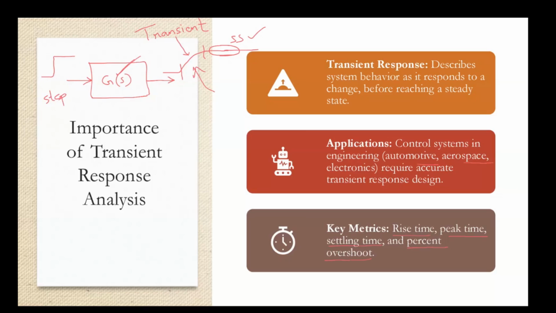Rise time is the time for the waveform to go from 0.1 to 0.9 of its final value. Peak time is the time required to reach the first or maximum peak. Settling time is the time for the response to reach and stay within 2% of its final value. The percentage overshoot is the amount that the waveform overshoots the steady state value at the peak time, expressed as a percentage of the steady state value.